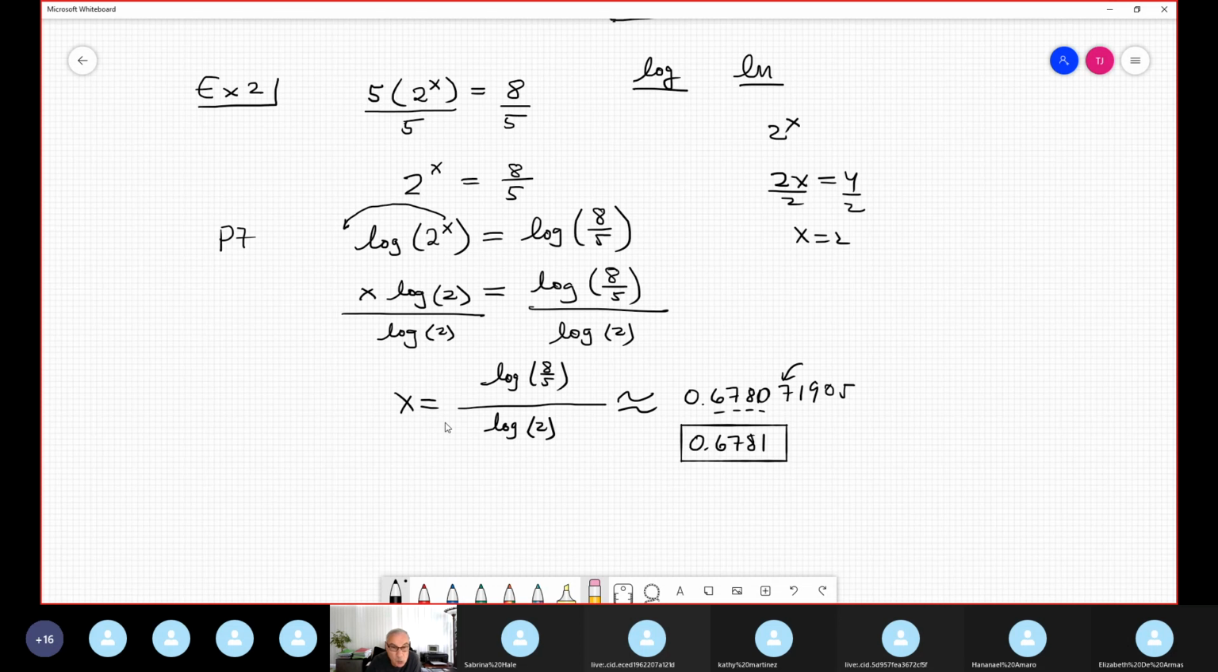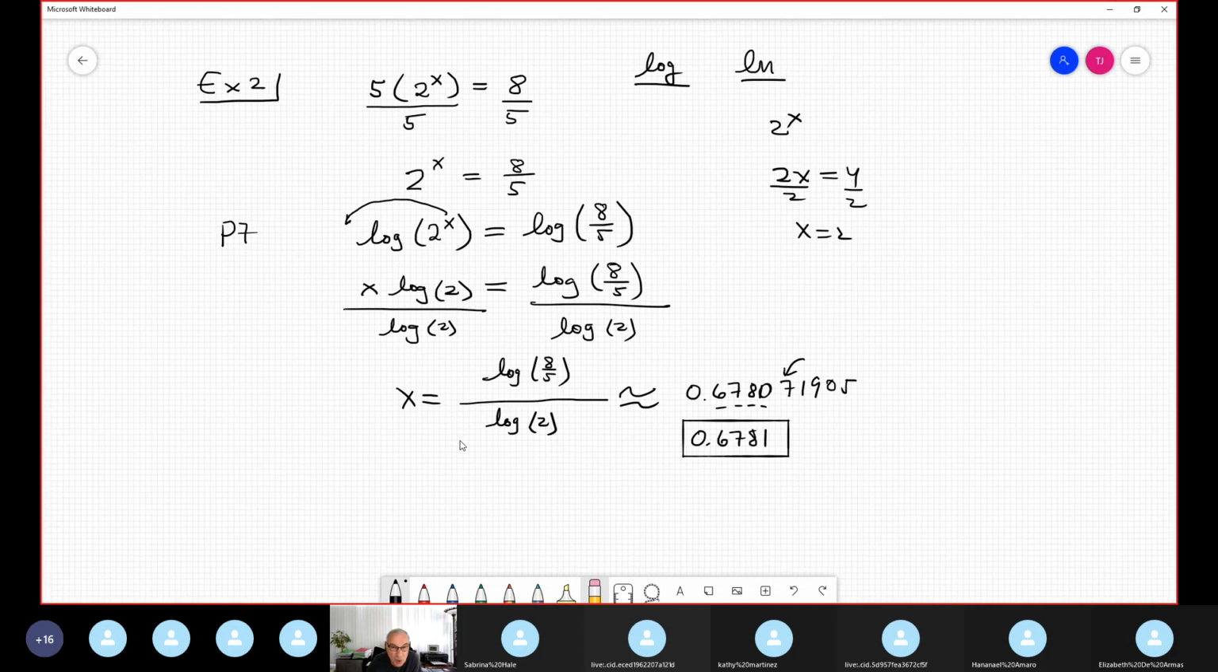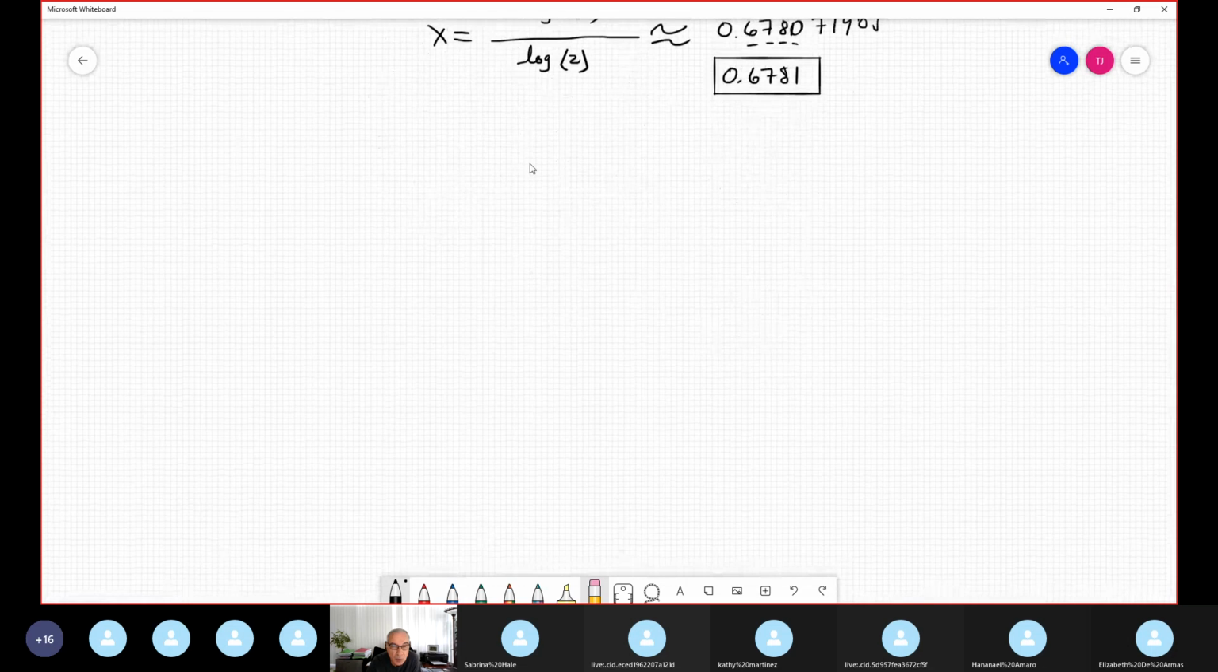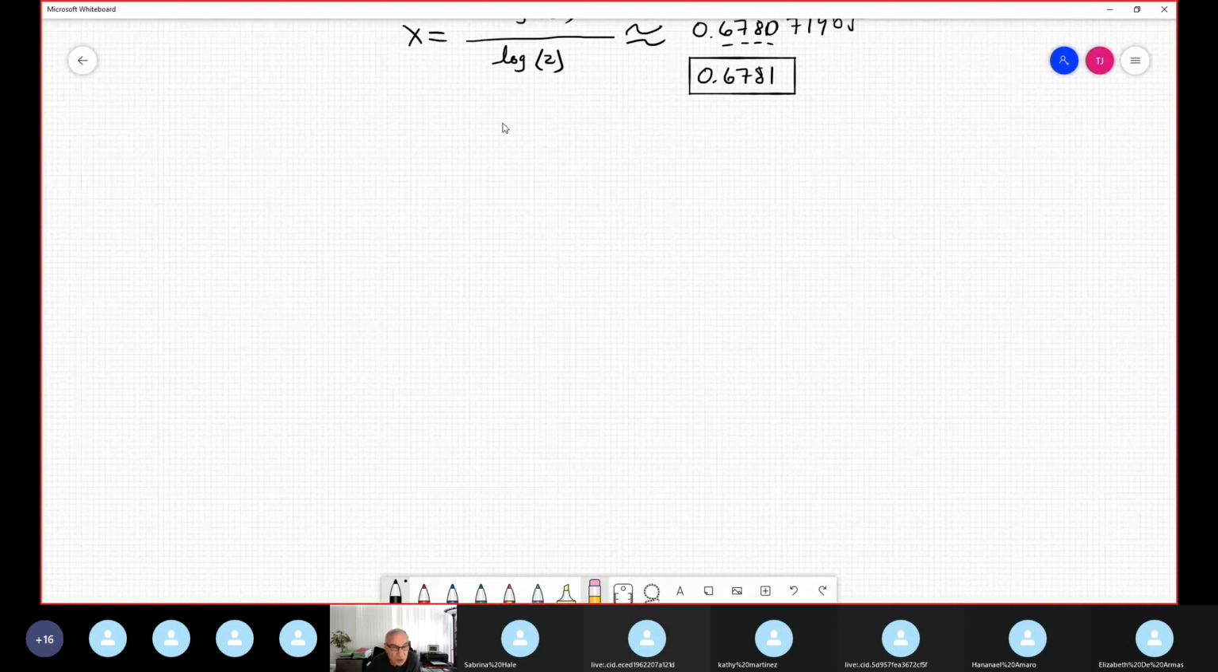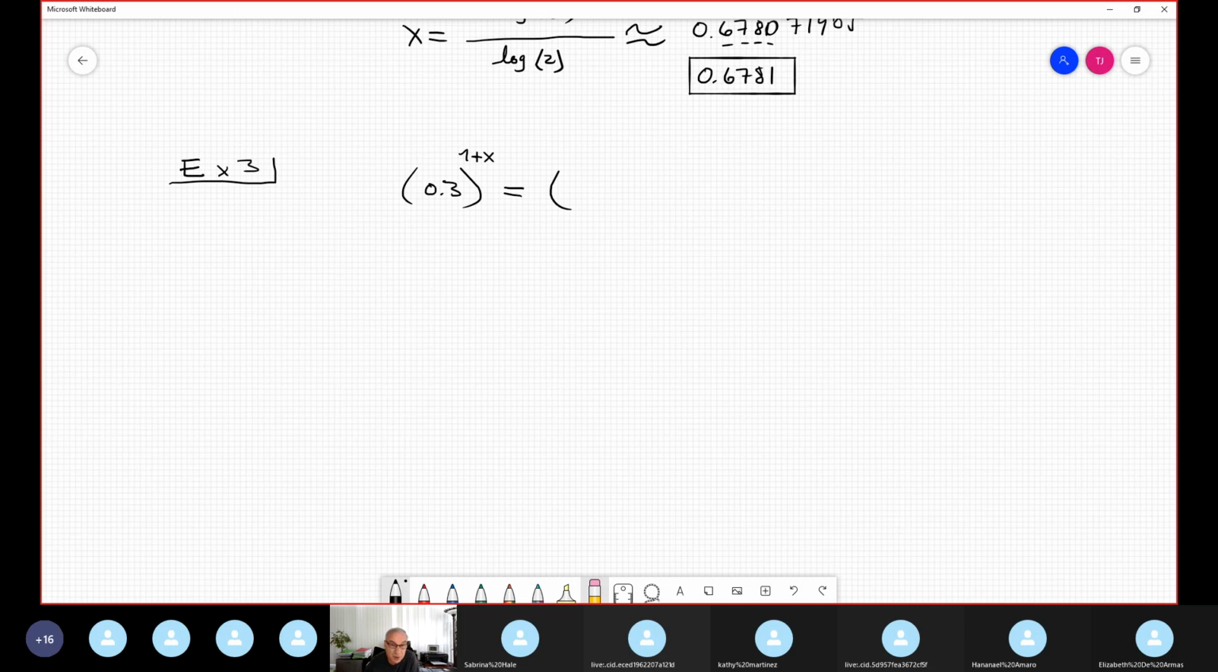Okay, let me try to solve one more complicated. Any question? I suppose that everyone follows me. Yes or no? Is it hard or is it easy? Example 3. Suppose this: 0.3 raised to the 1 plus x, so 1 plus x is in the exponent part, equal to 1.7, another base, raised to the 2x minus 1.